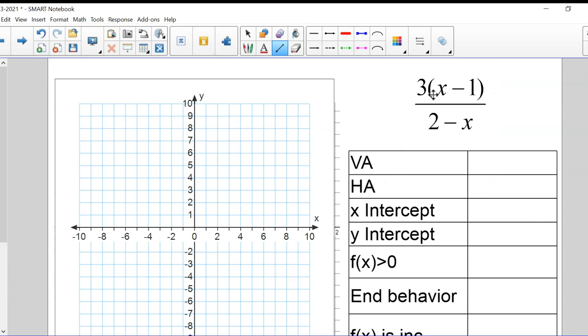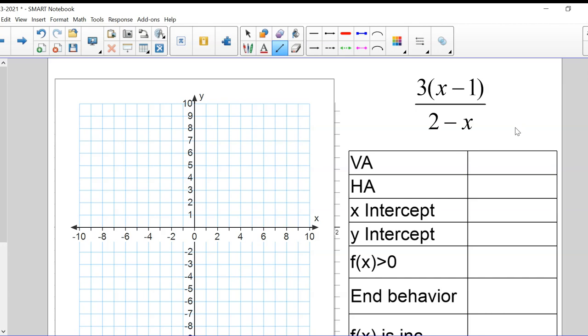Okay, let's go to a second equation. How about this one? 3x minus 1 over 2 minus x. Let's define the VA first. What is the VA of this graph? Before we go any further, can we define a VA for the graph? We're going to get to the HA afterwards. What's the VA for this graph?